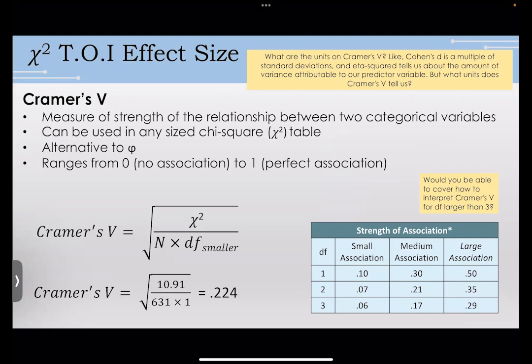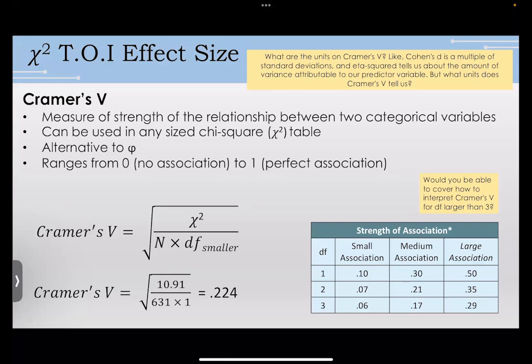Cramer's V is the only relationship measure that we are focusing on for chi-square. It's a measure of strength of relationship between two categorical variables. If you know correlation, it's very similar to correlation, but with categorical variables. It ranges from 0, no association, to 1, perfect association. And it's a ratio of the chi-square value we obtained to essentially sample size. It's unitless. Someone asked what units it's in. It doesn't have a unit, because chi-square doesn't have a unit.